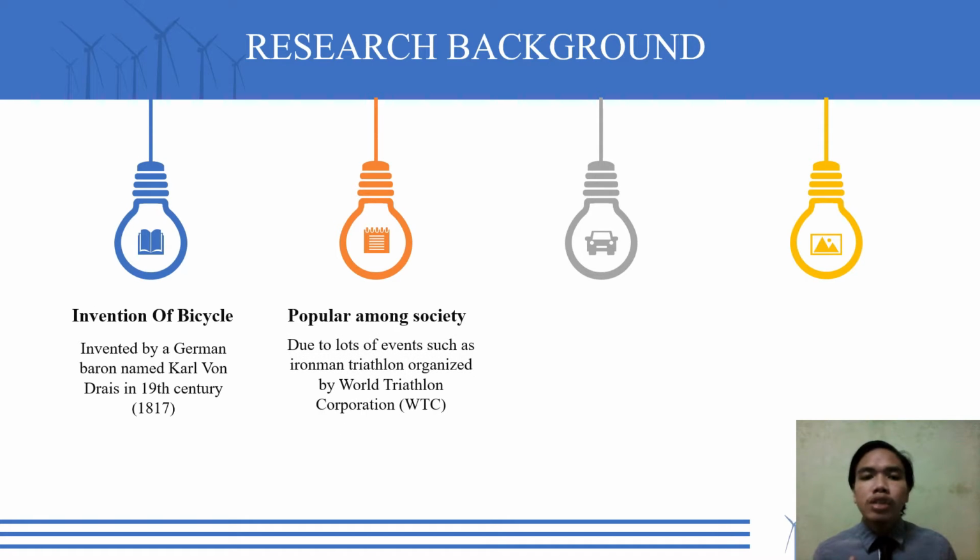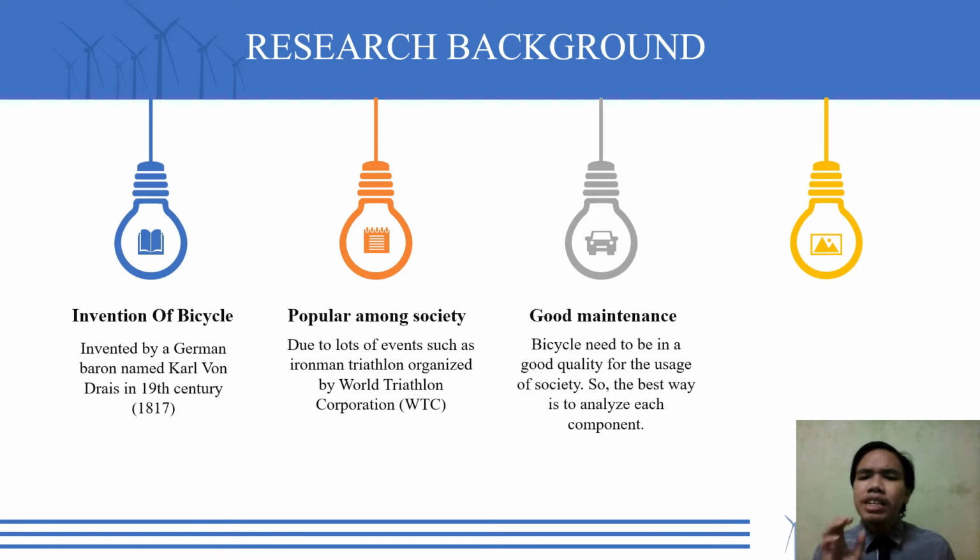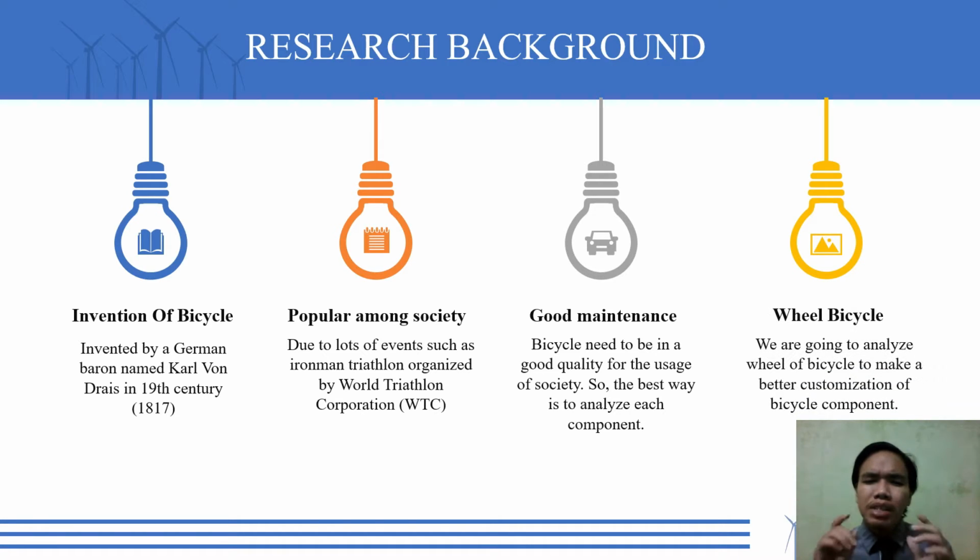Second, popular among society. Nowadays, the bicycle has become really popular among society due to lots of events such as Ironman Triathlon, which is a series of long distance races that involve bicycles, organized by World Triathlon Corporation (WTC). However, a bicycle needs to be of good quality for the usage of society. The important part is the wheel. And lastly, the best way to get better performance of a bicycle is to analyze each component. By this means, we are going to analyze the wheel of a bicycle to make better customization of components.